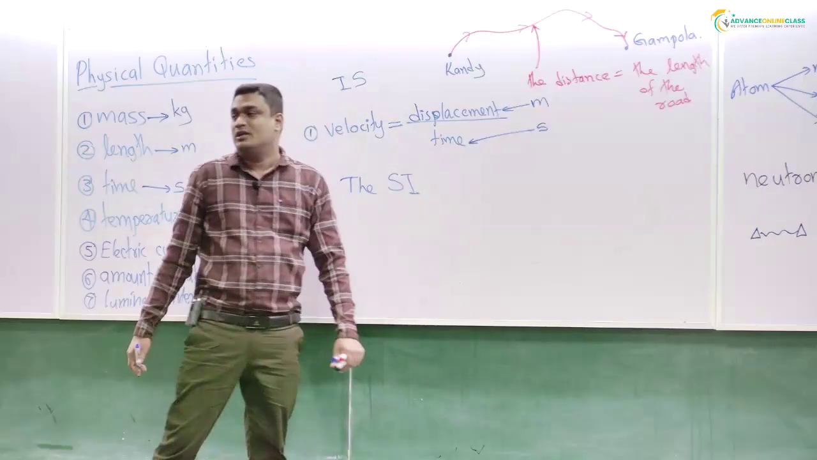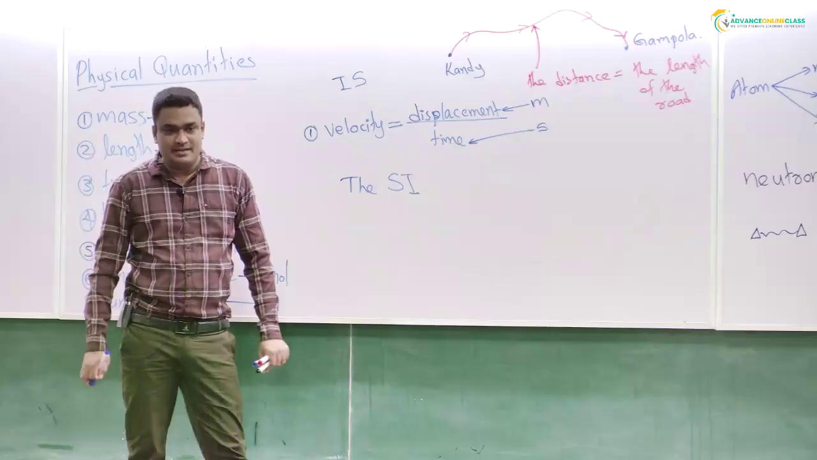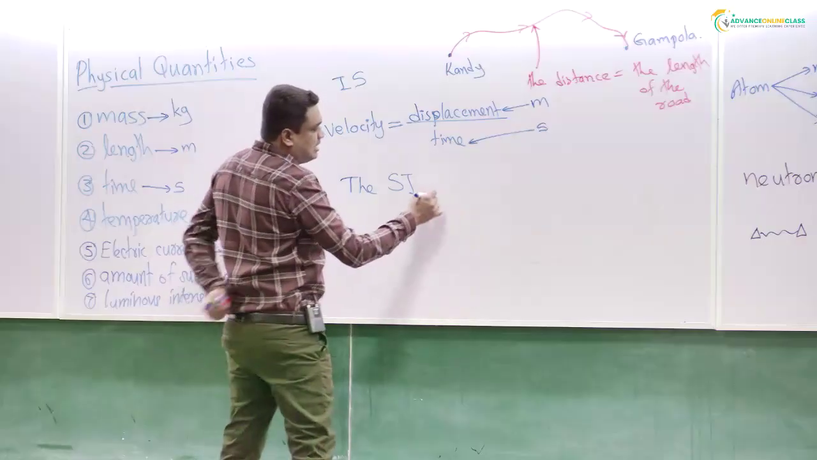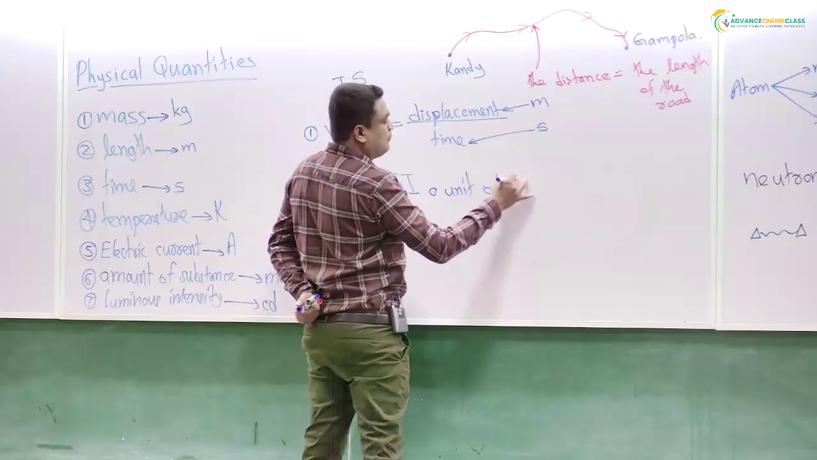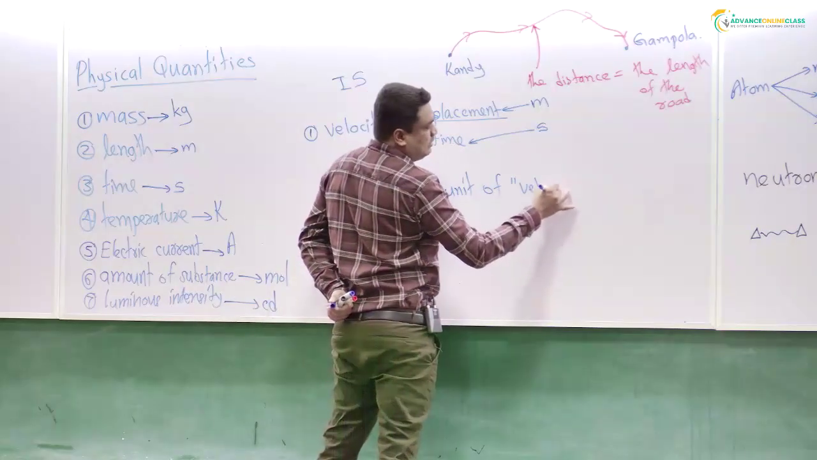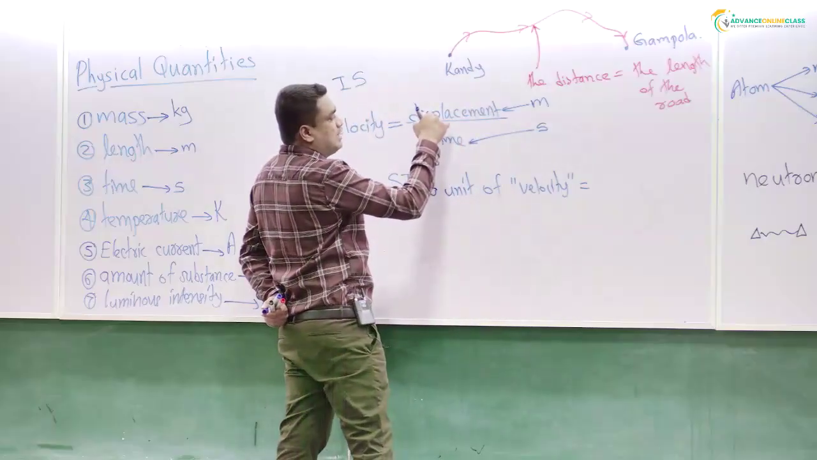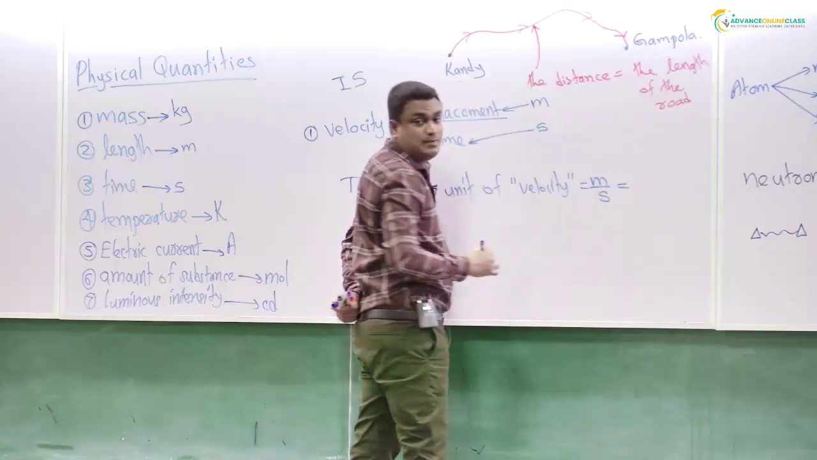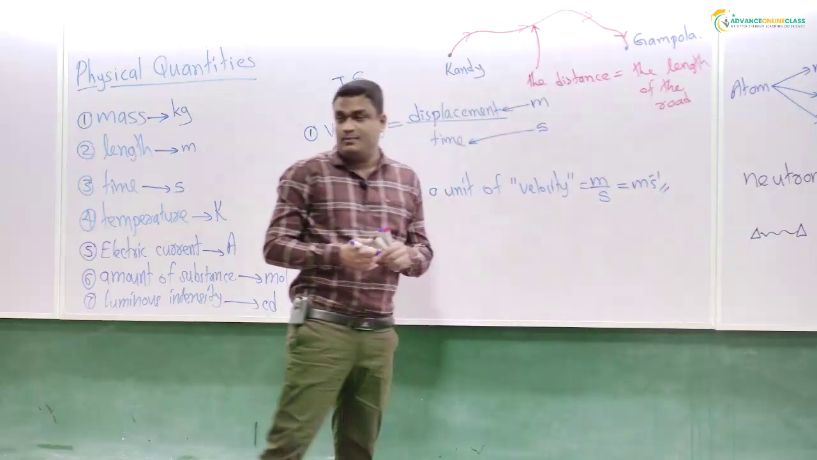I give a printed note about the history of SI units. Some people are more interested in history than the present, right? So they can read it. So what is the SI unit of velocity? Displacement divided by time. Displacement is measured in meters, time in seconds. Meter divided by second, meter per second. Got it? Please don't write anything.